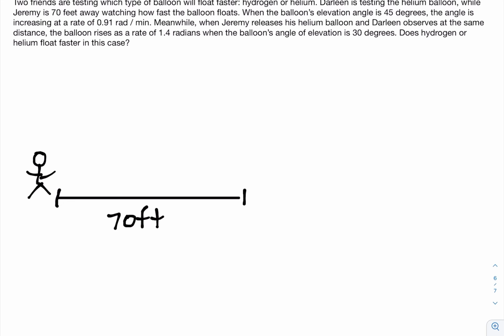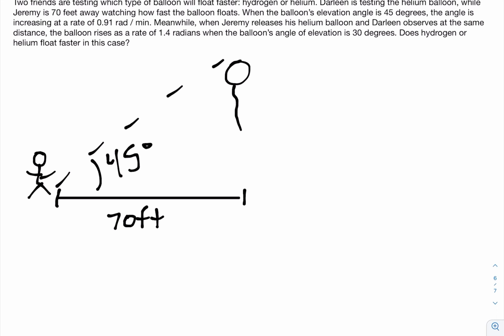Okay, so Darlene's here. I'm not going to draw Darlene just for the sake of simplicity. When the balloon's elevation is 45 degrees, so the balloon's right here. This is the helium balloon, right? Darlene is releasing the balloon. The elevation angle's 45 degrees. So if Jeremy's looking straight at the balloon, this angle's 45 degrees. The angle's increasing at a rate of 0.91 radians per minute.